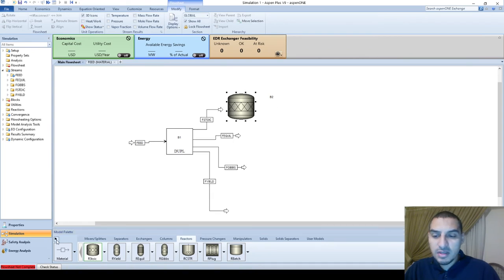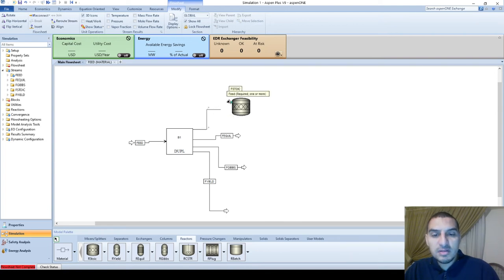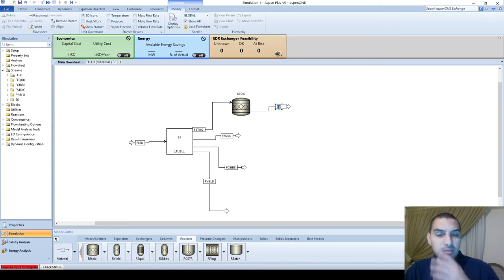As you know, sometimes the modules are big, so you can resize them if you want. So what I'm gonna do is put one stream as a feed stream, and get the outstream out of it, and this is gonna be the product of the stoichiometric reactor. And let's open it and see what information we need to define here.